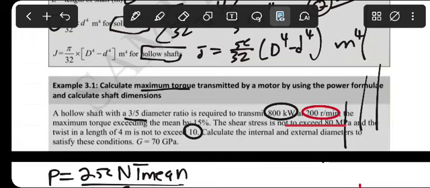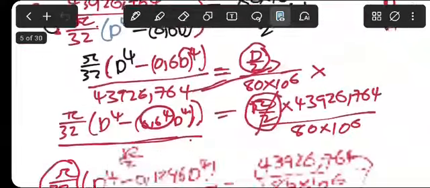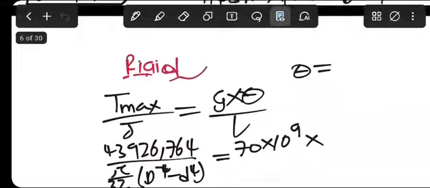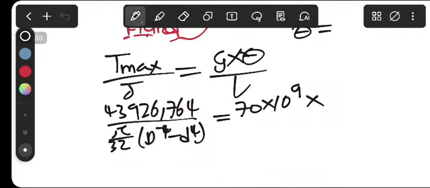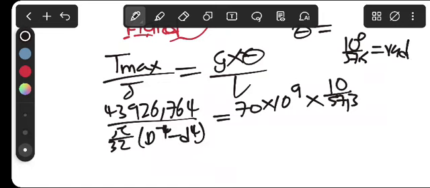All right. That twist must be in radians. It is 10 degrees. Remember, when you have degrees, you divide by 57.3 to get radians. Then divide by the length. I think it is 4 there. I've seen the length there, it is 4.